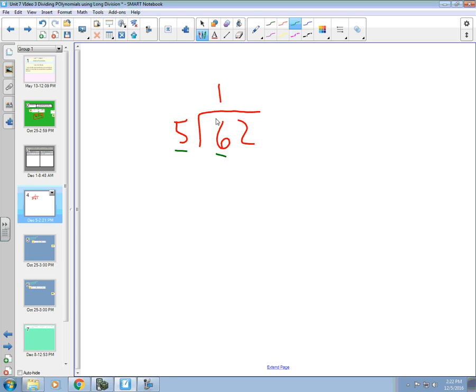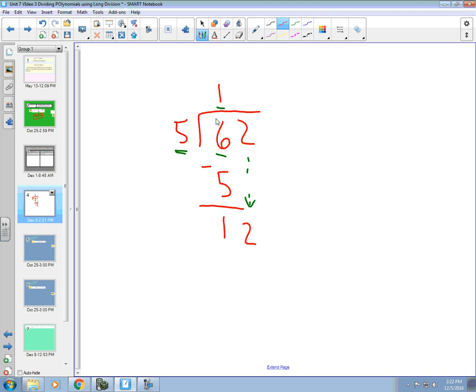Then the next thing you did was you took this 1 and this 5 and you multiplied them together and got a 5 here, and you wrote it there. Then we wanted to see what was left over, so you subtracted those and got a 1. Then the next thing you did is brought down the next number and repeated the process.